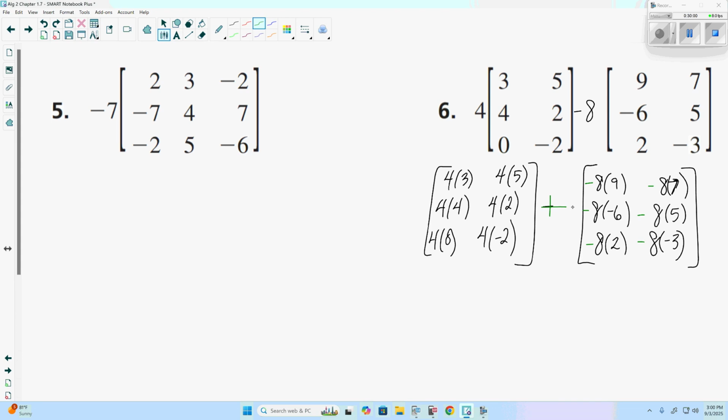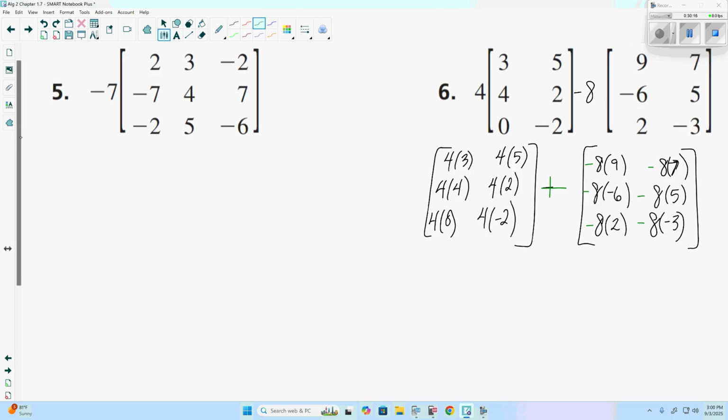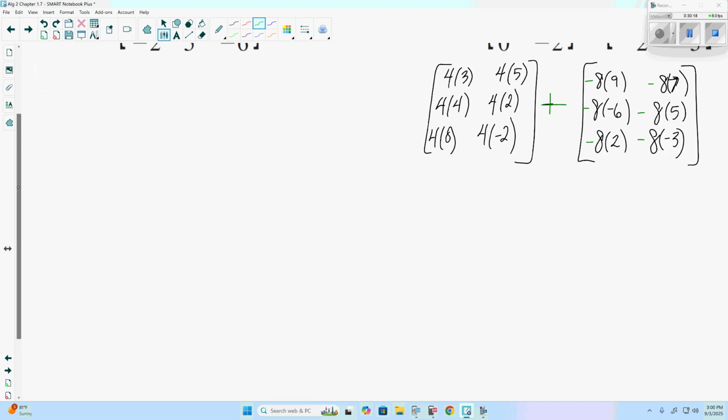So you have two options. If you want to take that negative with it, not worry about that, multiply it by -8. If you don't want to worry about multiplying by a negative, multiply it by 8 and then subtract. You will get the same answer. So I'll show it here with -8 first.